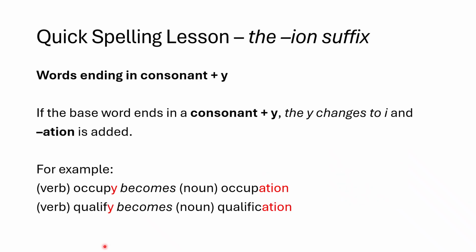If the base word ends in a consonant and Y, the Y changes to I and ation is added. For example, the verb occupy becomes the noun occupation. The verb qualify becomes the noun qualification. In these examples, you can see the Y is dropped from the base word and ation is added to form the noun.